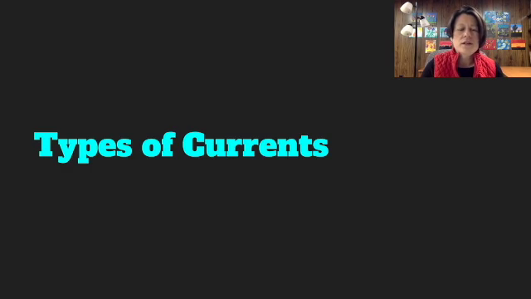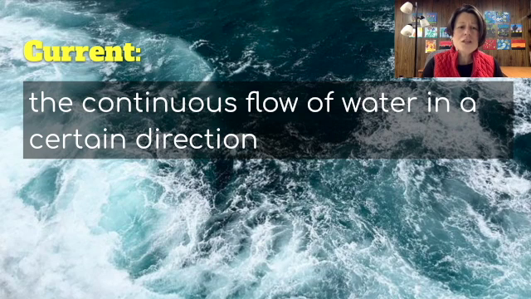Now, in the ocean, another type of motion are currents. These are rivers in the ocean, and these were actually described in the Bible before they were discovered. The gentleman who discovered them actually read about them in the Bible, and he went looking for them because he read that there were rivers in the oceans. So he went looking for them, and surprise, he found them. A current is the continuous flow of water in a certain direction.